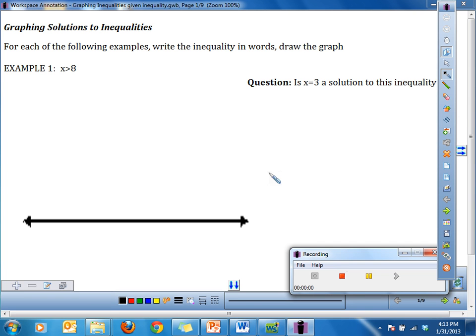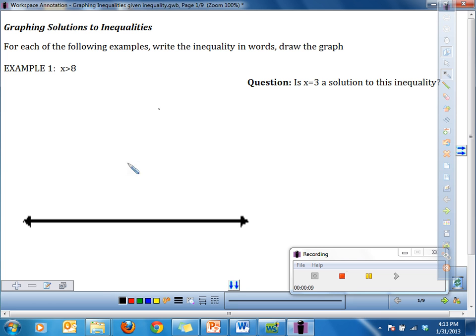Alright, today's video is about graphing the solutions to inequalities. So we're going to talk about how we take something like this and graph it on a number line. First of all, the first thing I want to talk about is how we read inequalities.